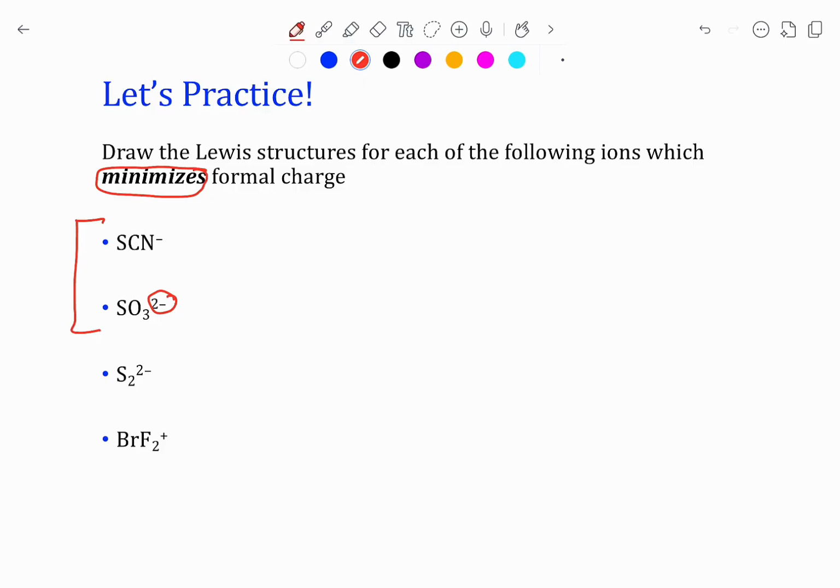So for these, I want you to draw the Lewis structure and write the formal charge. But for the first two, I want you to draw your structure, find the formal charge, and then see if you can draw another version of that structure by moving electrons around, and then decide which one is the preferred structure based on the guidelines we just talked about.